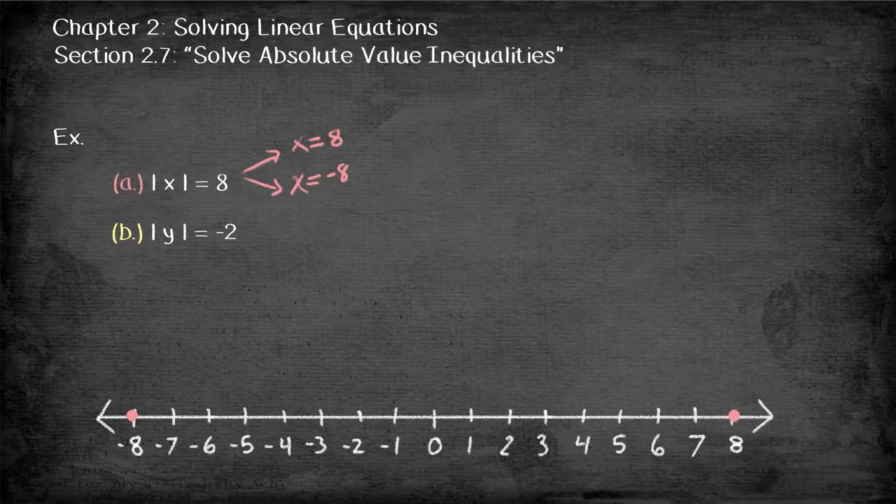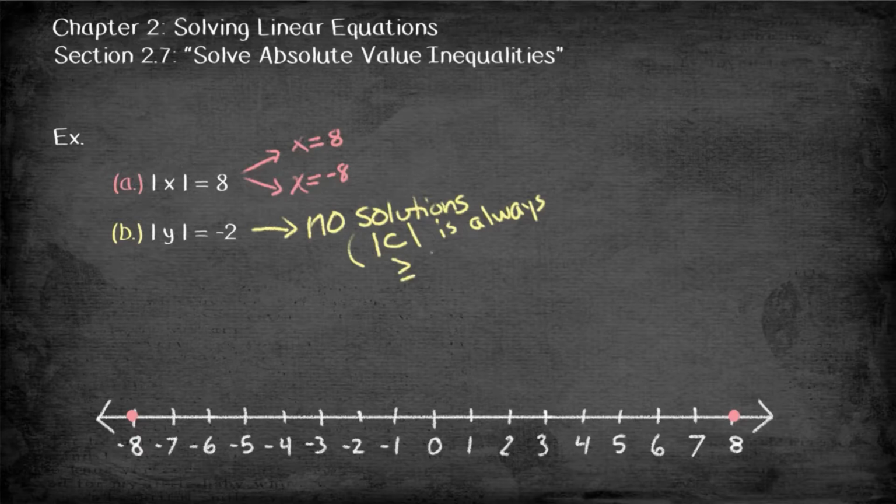Absolute value of y is equal to negative 2. This equation has no solutions. And the reason it has no solutions is because the absolute value of anything is always greater than or equal to 0.